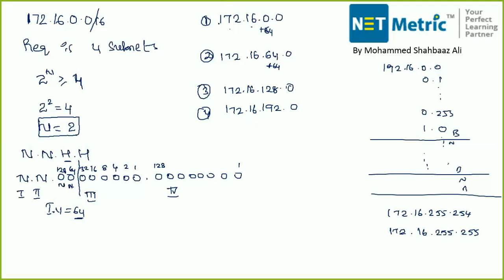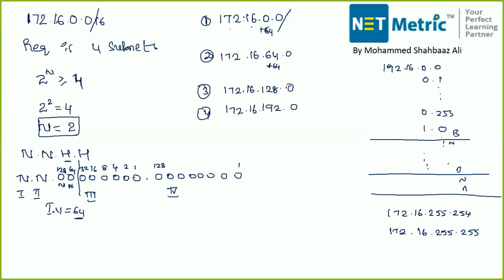So what should be the subnet mask? 255.0. First, let me know in the slash notation. This is class B, no? It was slash 16, but now it will be how much?